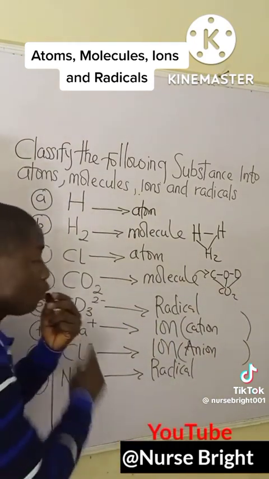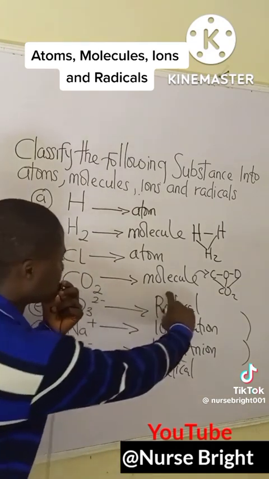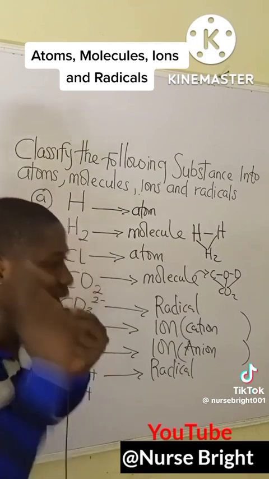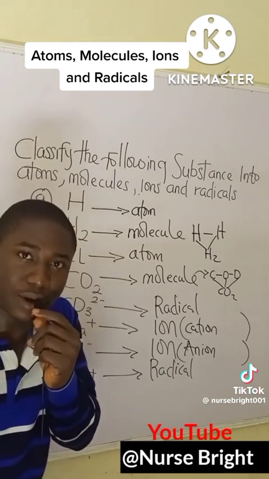For option E, which is CO3 2 minus. Now, CO3 2 minus is a radical. Why is it a radical? It is a radical because it is made up of various atoms bearing a charge. That is what a radical is.